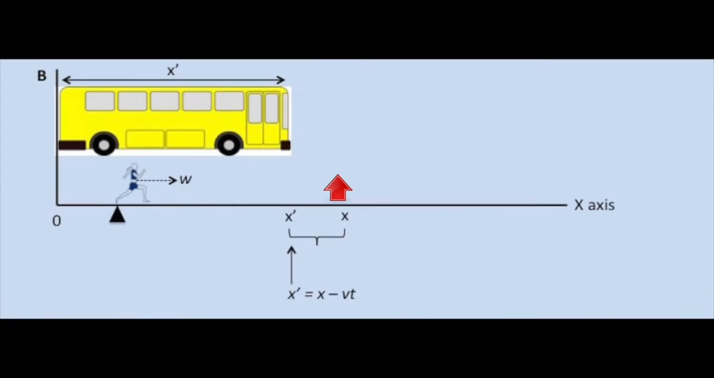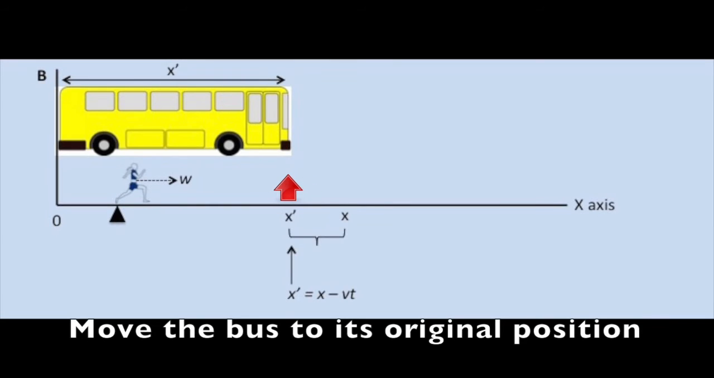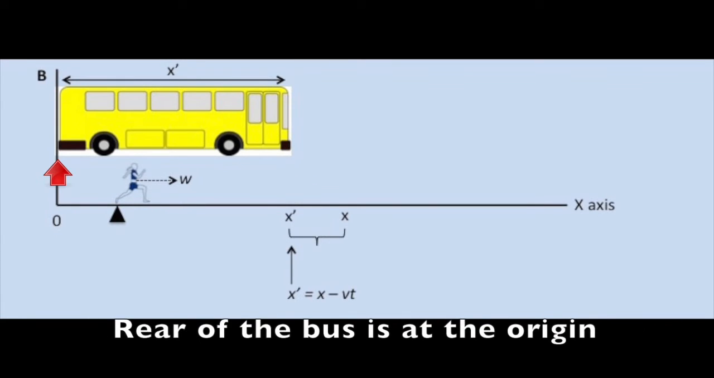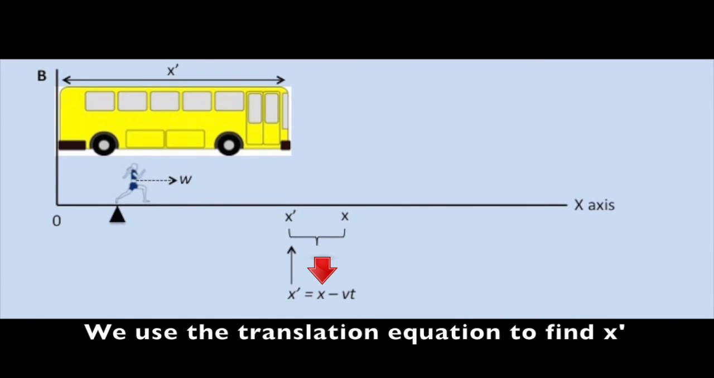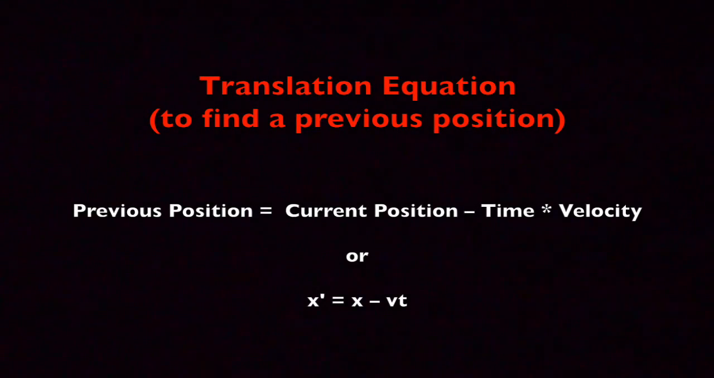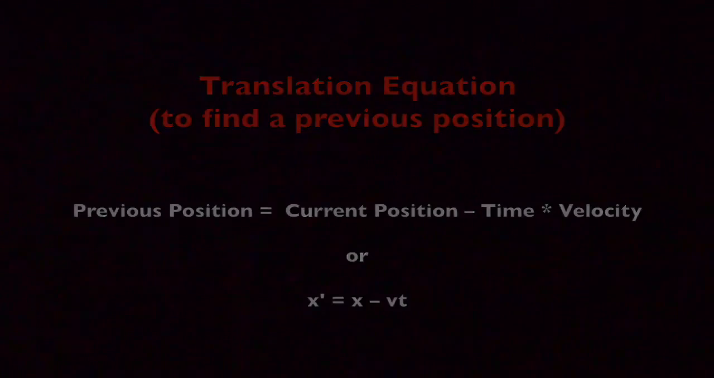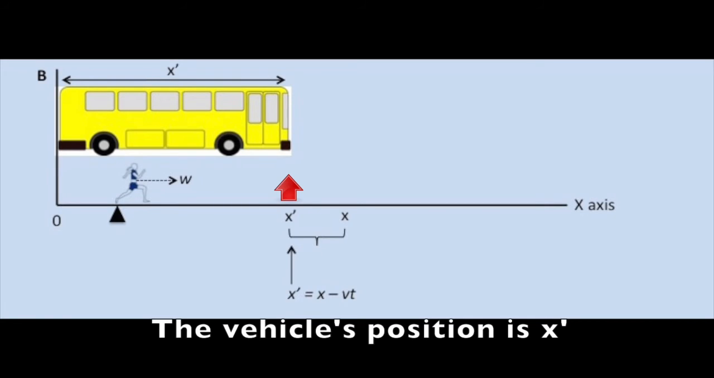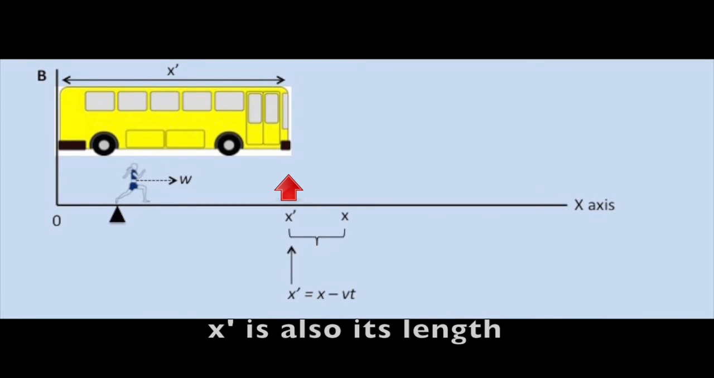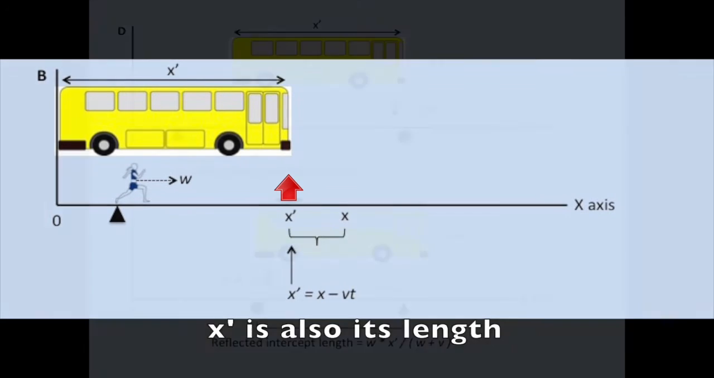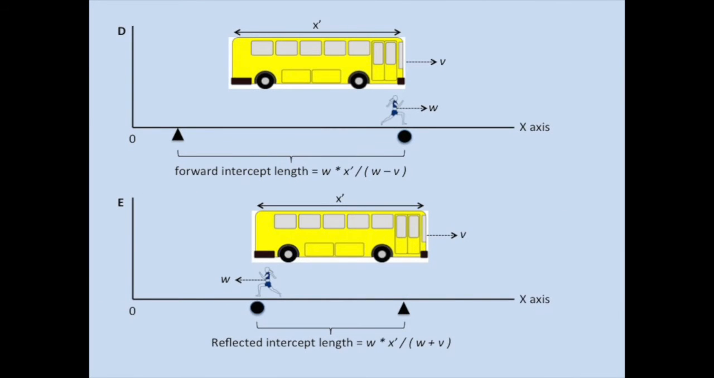If we make one key assumption, which is that when time is 0, the back of the bus is at the origin, we can use the translation equation in reverse to find x prime. The equation is x prime equals x minus v times t. This equation tells us the previous position of the front of the bus, and our assumption allows us to use this position as the bus's length. Now we can use the length and time equations we just developed.